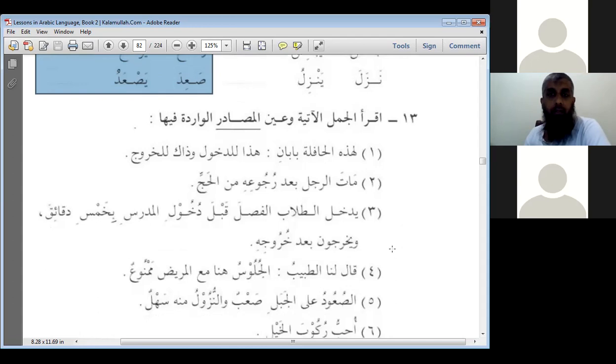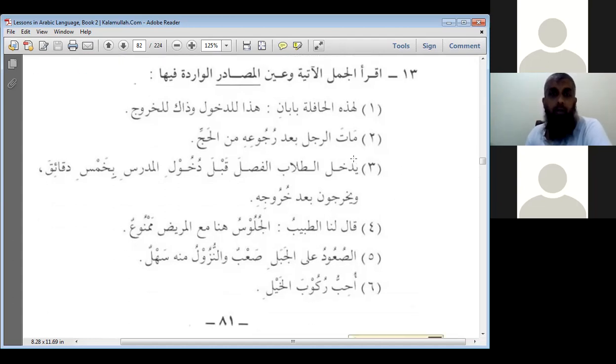All right, so we're going on to the next exercise. اقرأ الجمل الآتية وعين المصدر المصدر الواردة فيها. Read the following sentences and identify or pick out the مصدر that are present in them, in the sentences, okay?